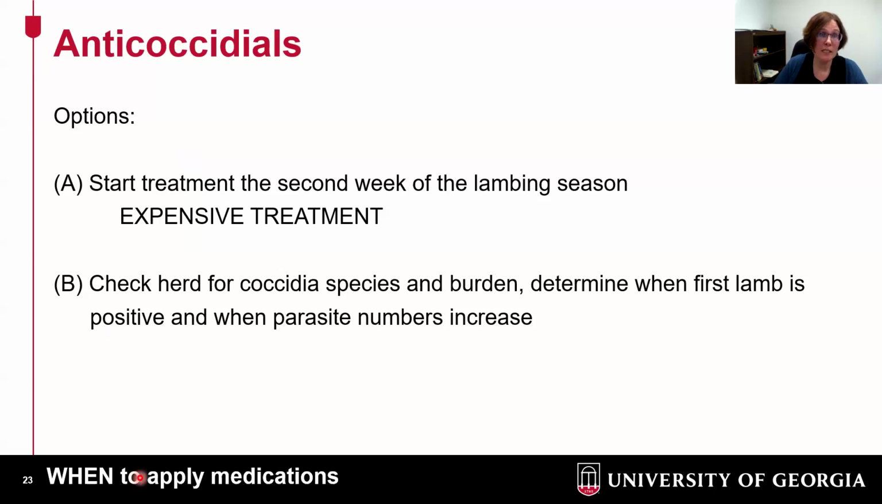The second option would be to check the herd for Coccidia species and burden. So what is around in the fecal samples, and sort of do that in a weekly or bi-weekly setting, and just collect those samples, have them analyzed, and determine when the first lamb or the first kid or the first group of animals are positive, and when we see an increase in numbers that are present in the fecal samples, indicating a higher burden. So that would be something that is more sustainable, I will say.